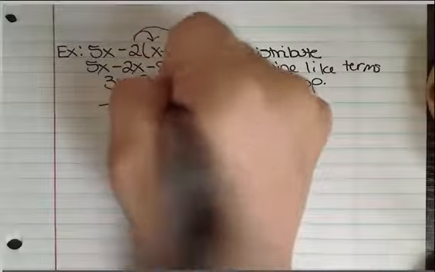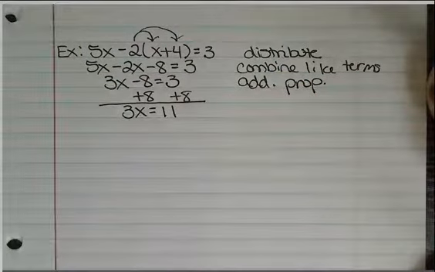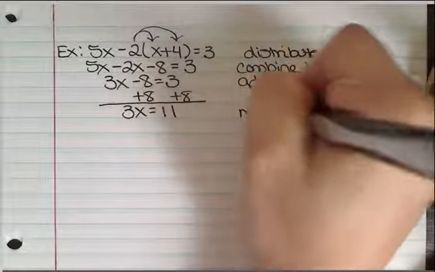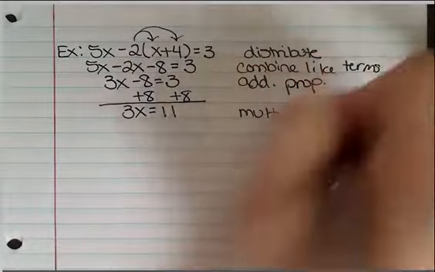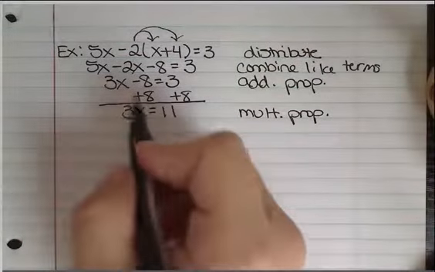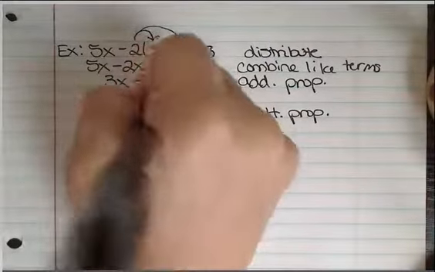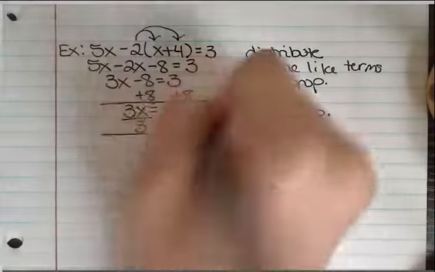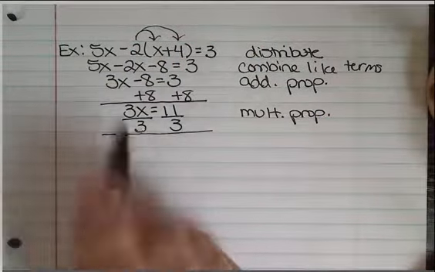Now we need to do the multiplication property. In order to get this x by itself, we have 3 times x, so we're going to divide it by 3 and divide the other side by 3. 3 divided by 3 is just going to be 1, so that's an x. And 11 divided by 3 is just 11 over 3.